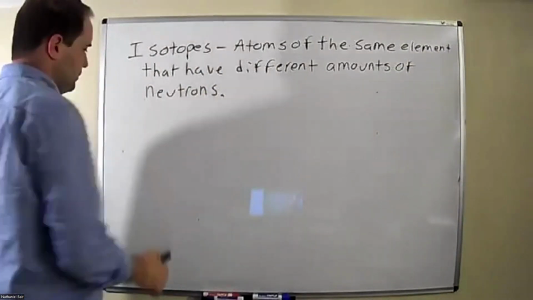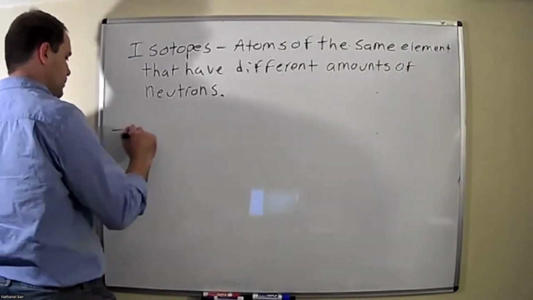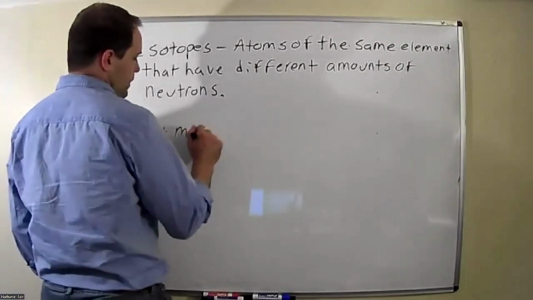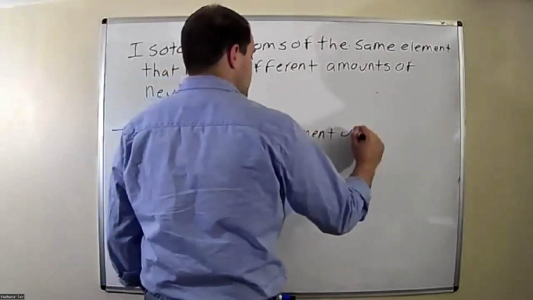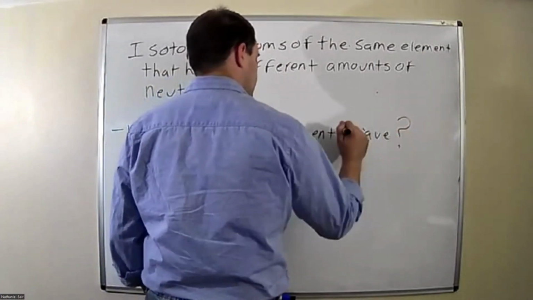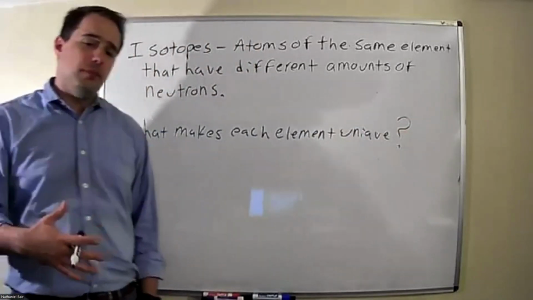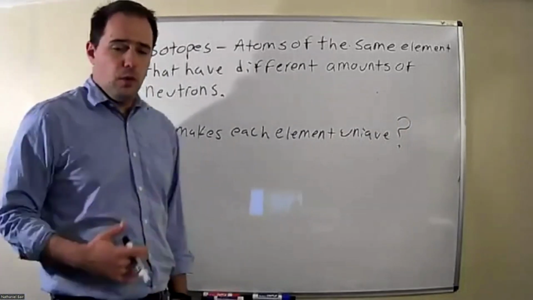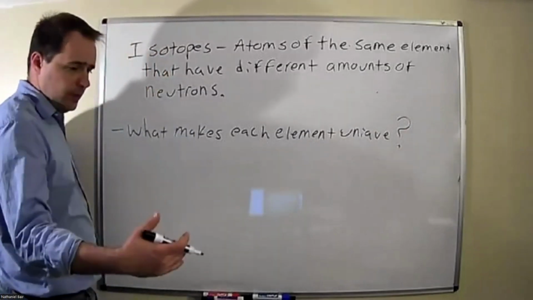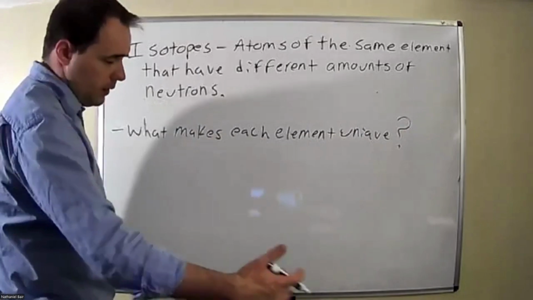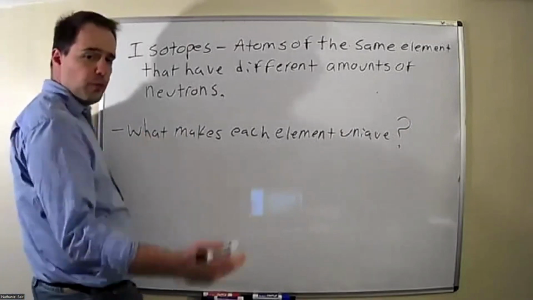All right, let's talk. What makes each element unique? So John Dalton in 1808 said every atom of a certain type of element must be unique in some way. What we now know is that we on Earth, at least since Mendeleev, actually since a guy by the name of Henry Moseley, differentiate between the elements based on their atomic number or number of protons.